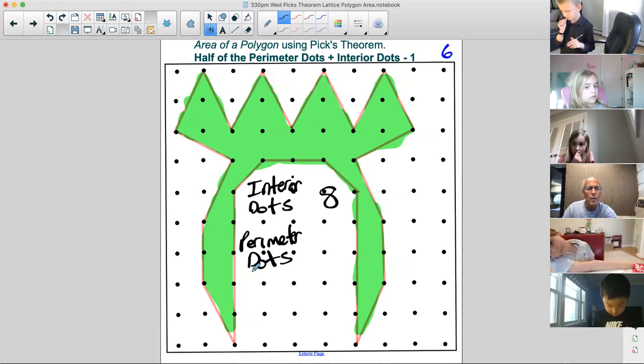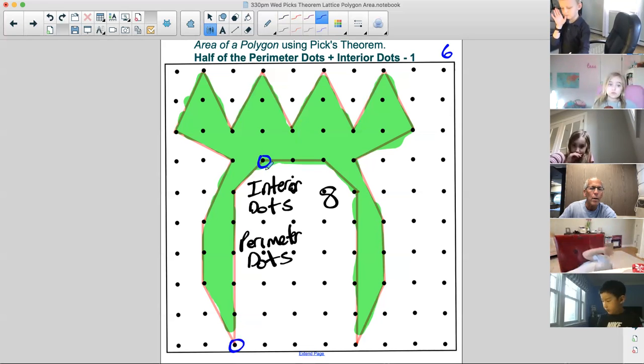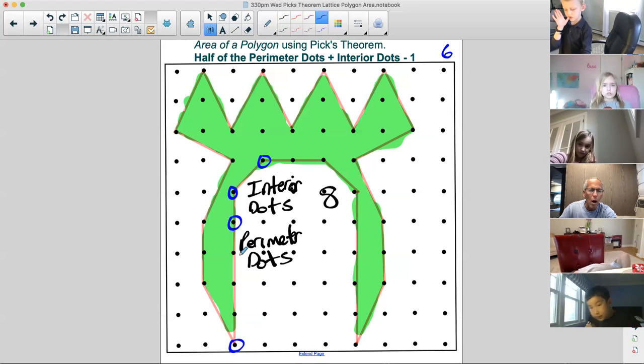And this one, you might use the same method we used last time, but beware of the centers.